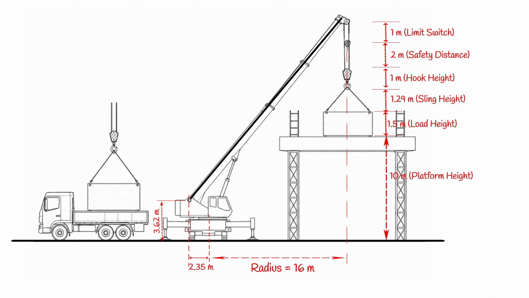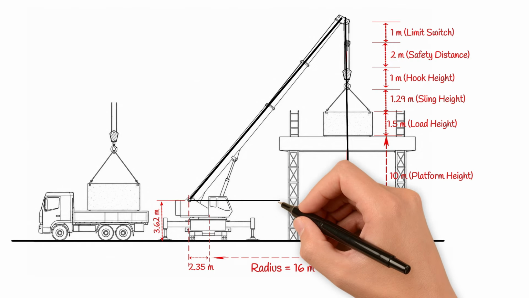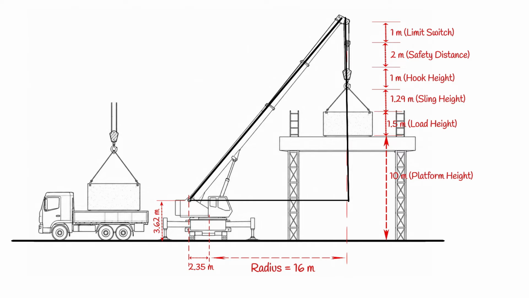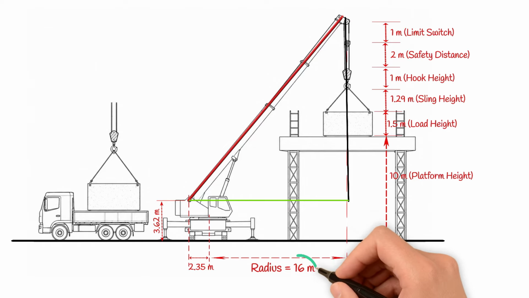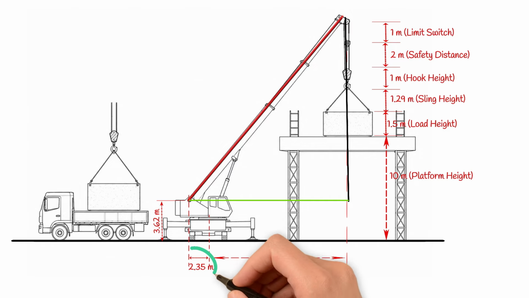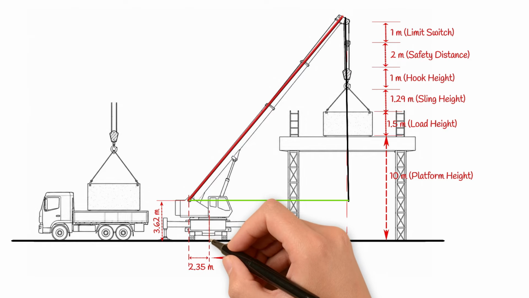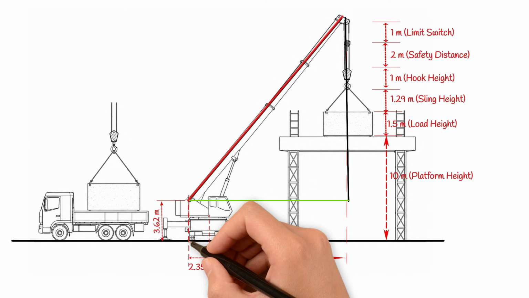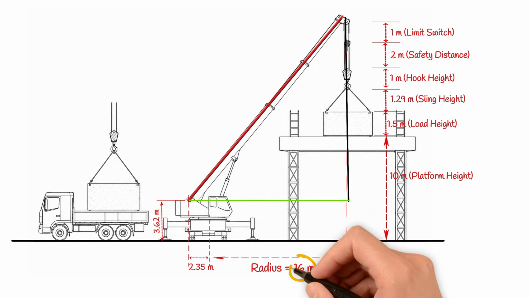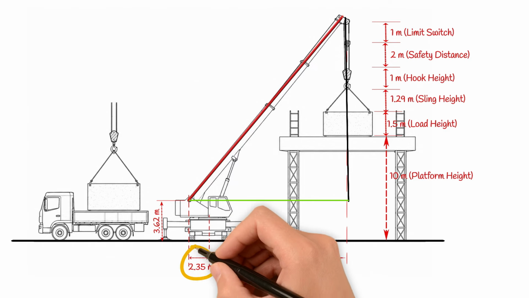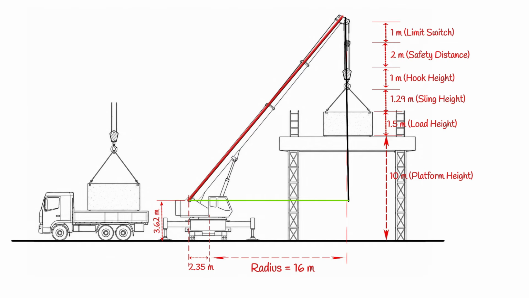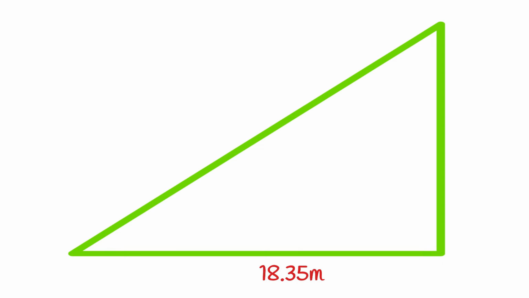Now, we need to calculate the required boom length, which represents the hypotenuse side of this right-angled triangle. The horizontal component is equal to the crane radius plus the horizontal distance from the center of rotation to the boom foot pin, which gives 16 meters plus 2.35 meters equal to 18.35 meters.